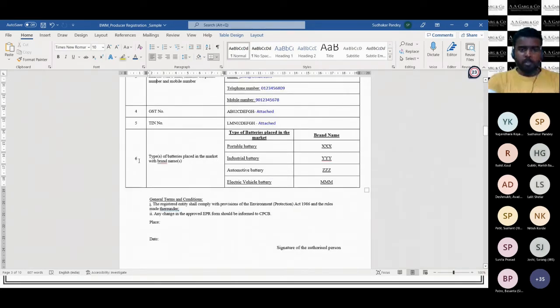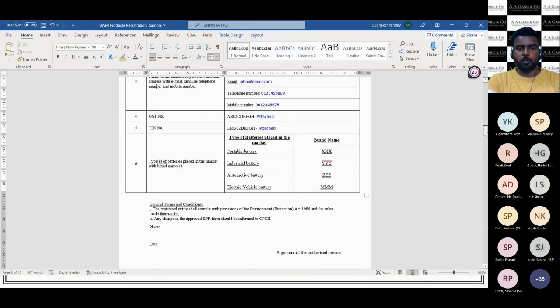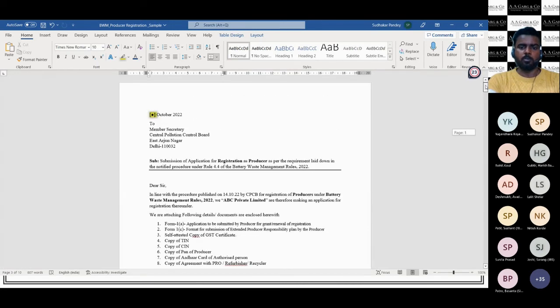As per the form, section 6 of the form talks about the type of battery placed in the market with the brand name. So that also we are incorporating. Please note here, the quantity is not required to be mentioned in the Form 1A of this procedure. So this is it. We are preparing this for the brand, for the producer to submit their application to the CPCB.